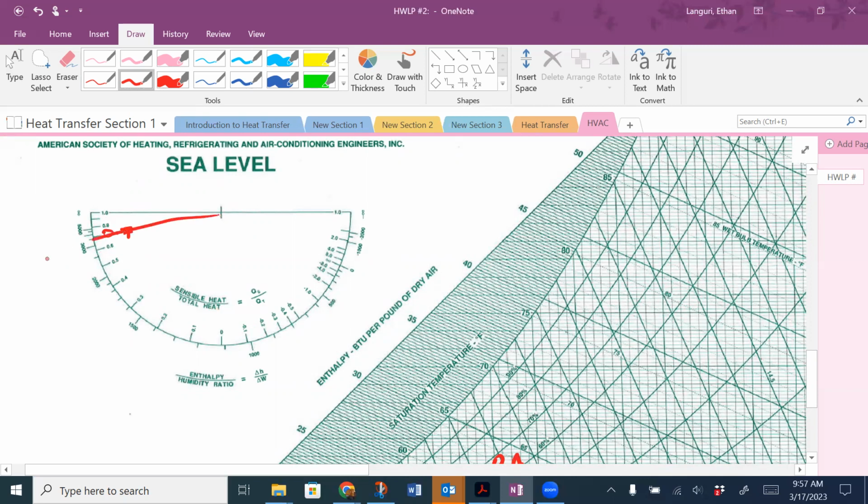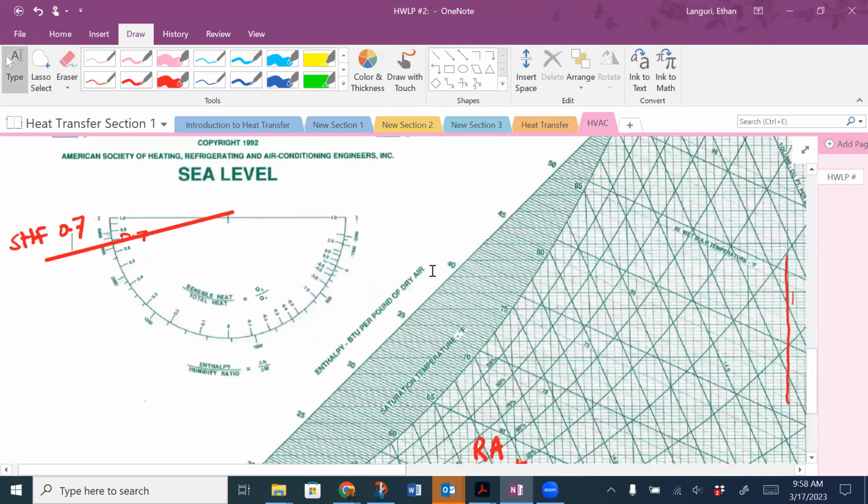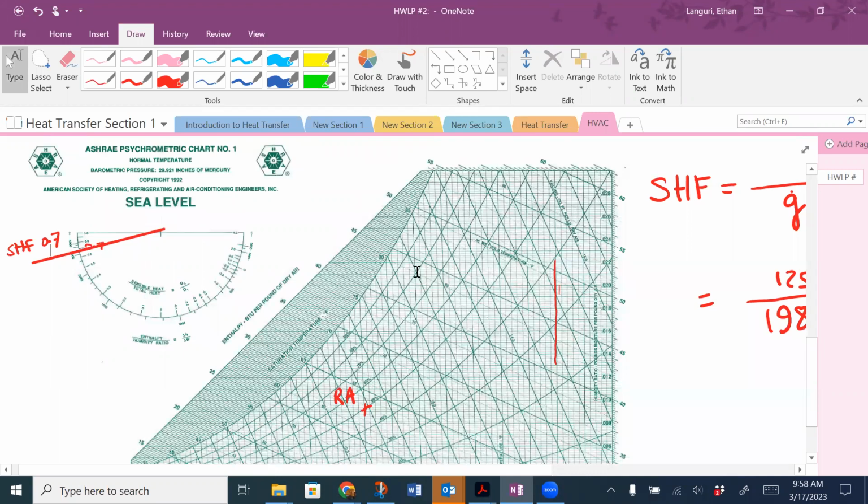If I connect a line to 0.7, I'll probably do it with my line tool here. So if this is 0.7 to the extent I can do, this is my SHF 0.7 line. What that means is the condition line, which is the line from return to supply, should have the parallel slope, should have the same slope as this.